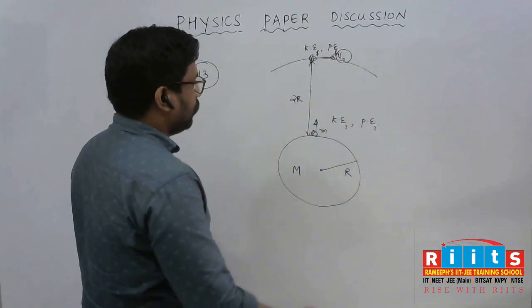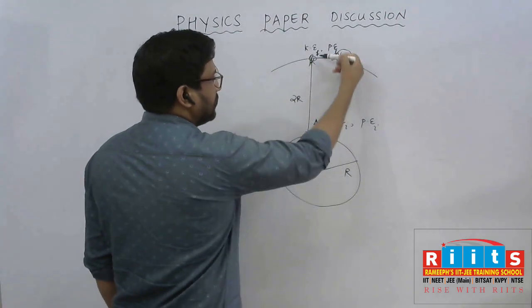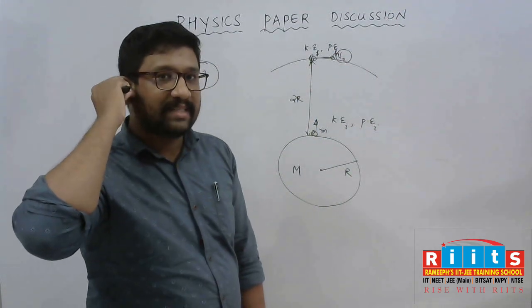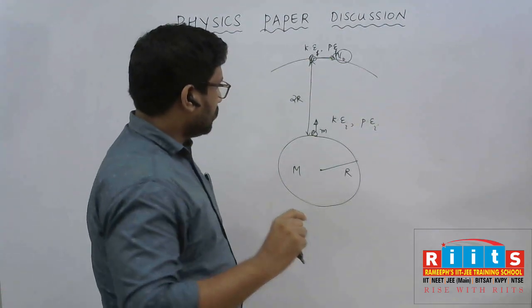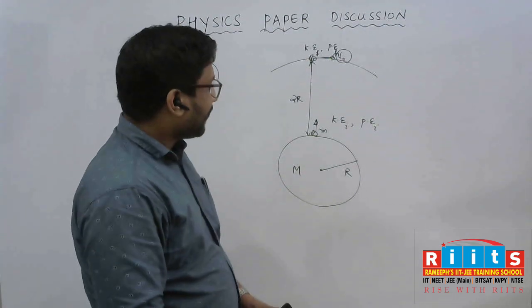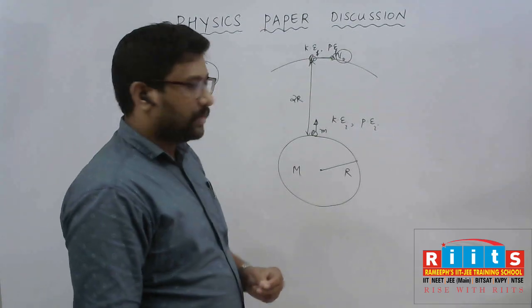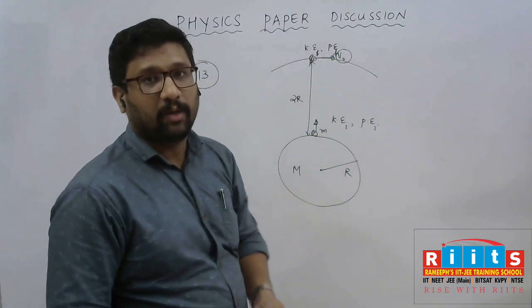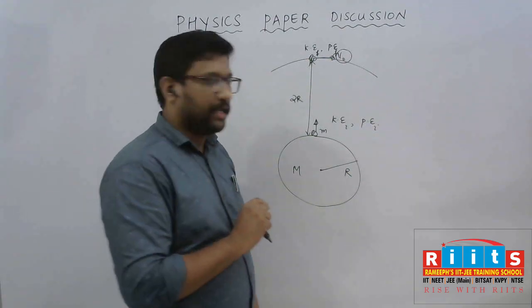Fine. So when you are launching, the launching is happening through a gravitational field, and the gravitational field is a conservative field. So for a conservative field, the mechanical energy is always conserved. You can solve this problem very easily using the idea of conservation of mechanical energy.